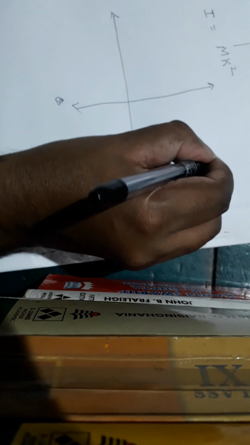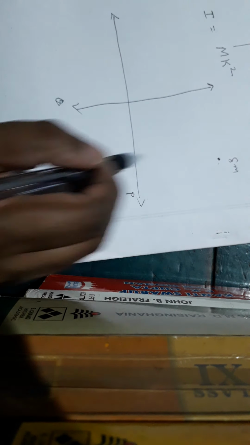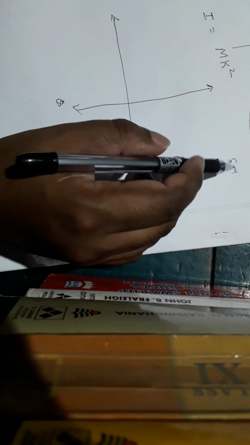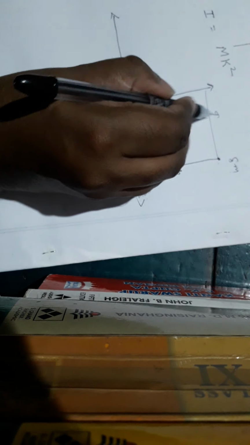So the mass of this body is taken as delta m, and the perpendicular distance from this mass to the plane p is taken as small p, and the perpendicular distance from the mass delta m to the plane q is taken as q.